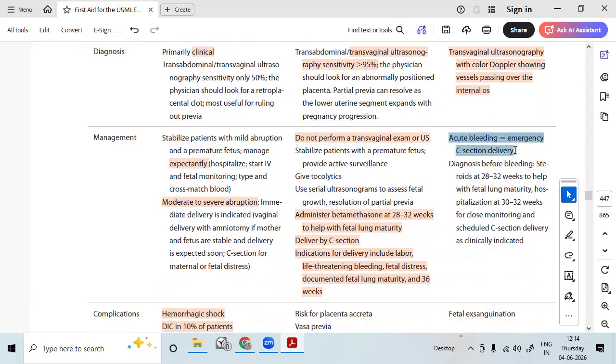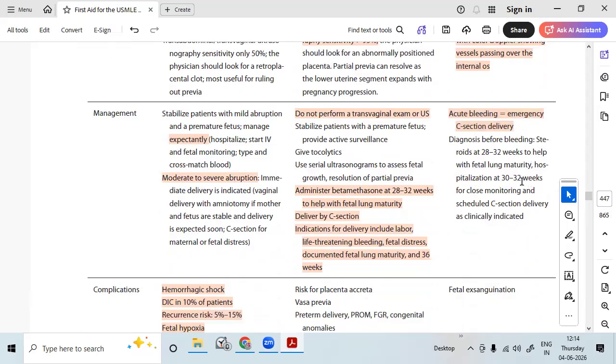Diagnosis before bleeding. Steroids at 28 to 32 weeks to help with fetal lung maturity. Hospitalization at 30 to 32 weeks for close monitoring and scheduled C-section delivery as clinically indicated.